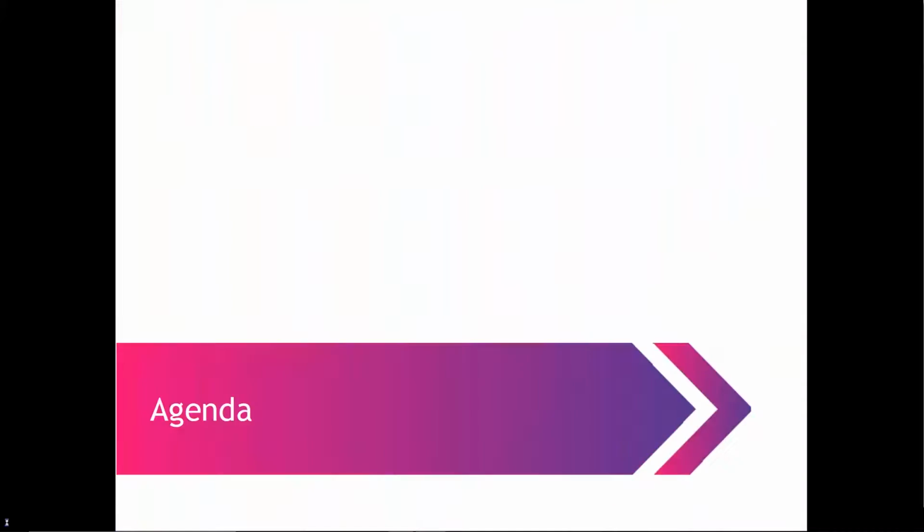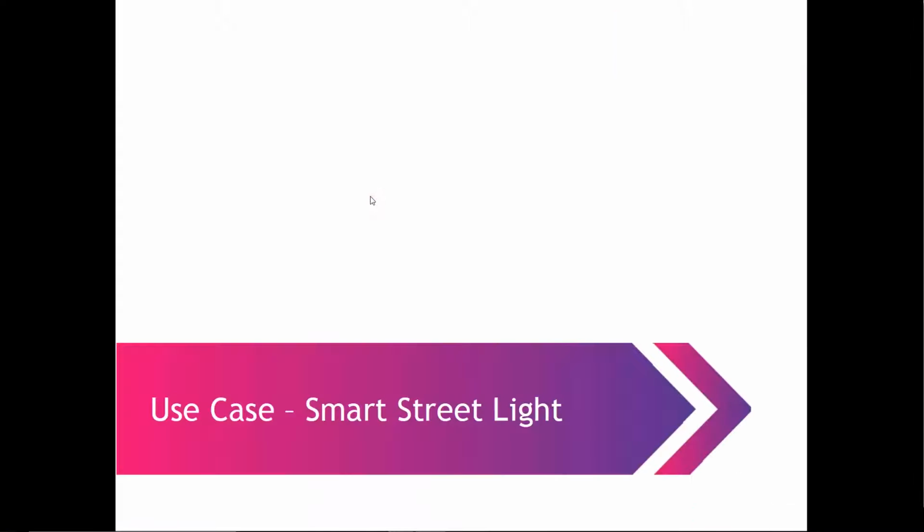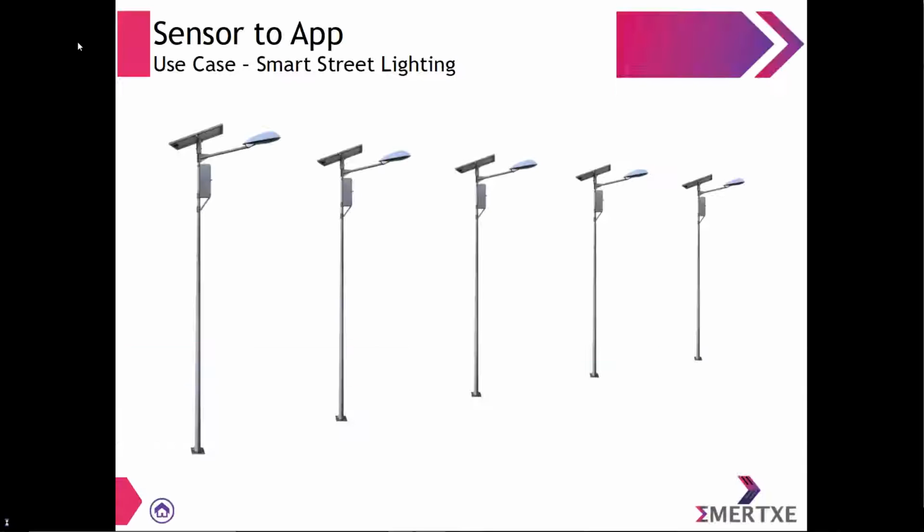In the workshop, we had a brief discussion on the introduction to IoT, and even had an overview of IoT architecture. I would not like to go over these discussions again, but before we proceed to this session, I would like to have a quick review of the use case we had. That's the smart street light. So now, what is this use case all about?